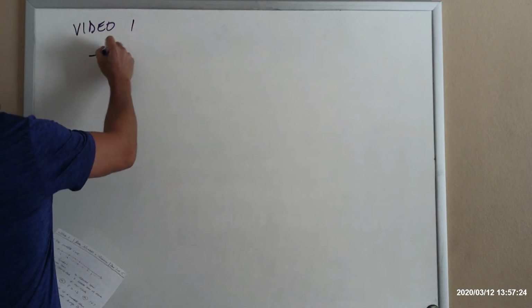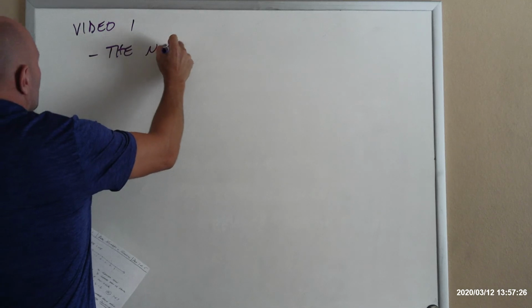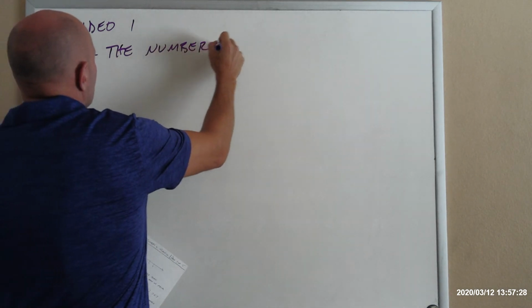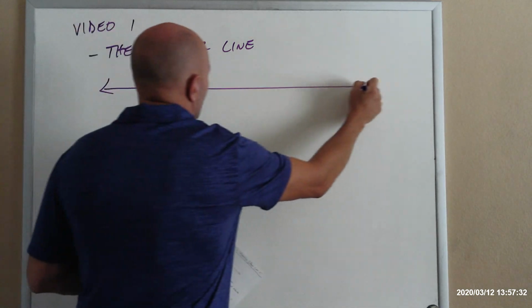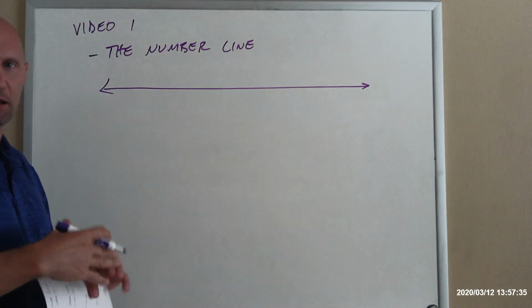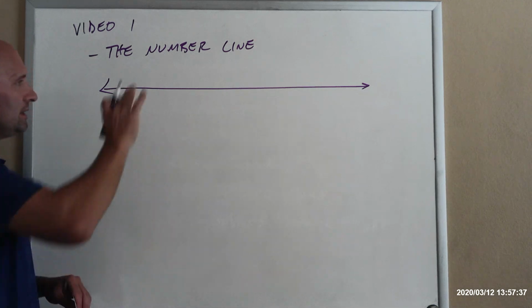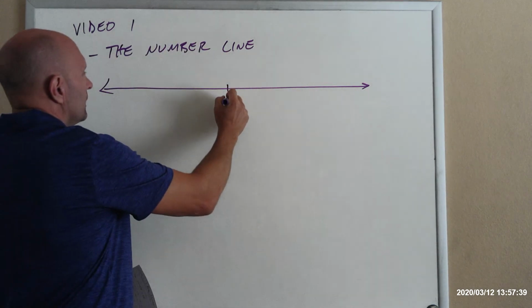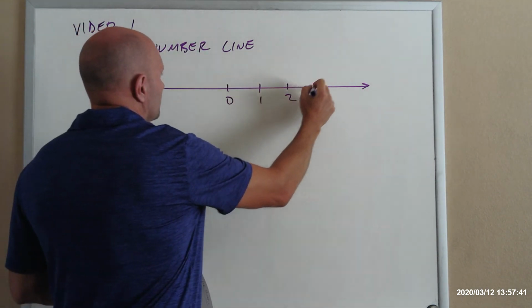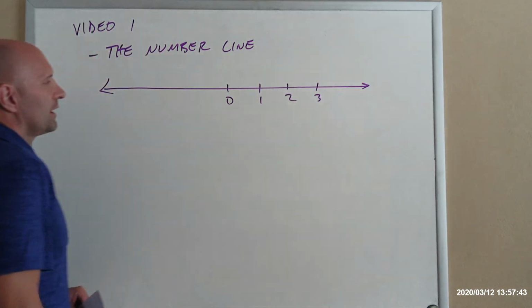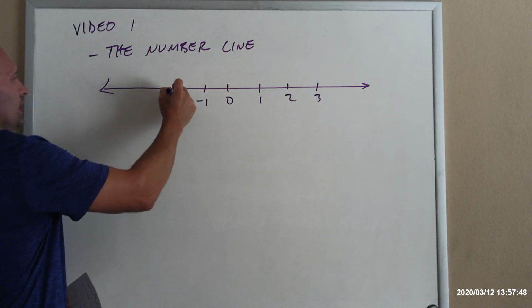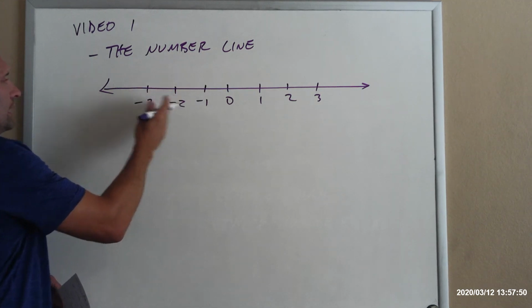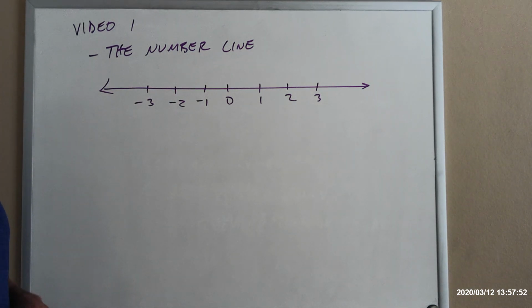So to begin with, we're talking about the number line. The number line is just a line with arrows on both ends indicating that we're going to infinity, either positive or negative. Then we have the points along this line: 0, 1, 2, 3, etc., all the way up to positive infinity. If we're going to the left, it's negative 1, negative 2, negative 3, as we go down to negative infinity.